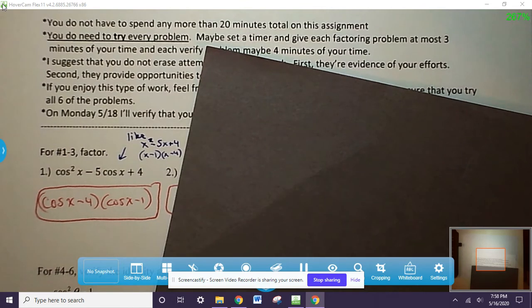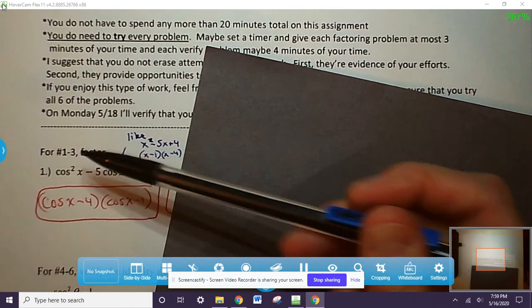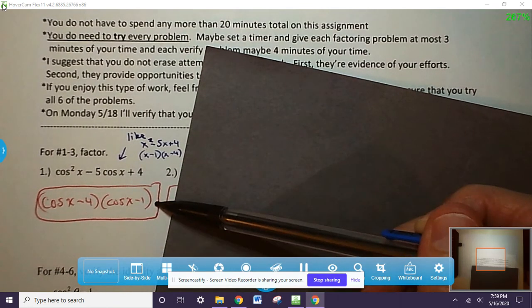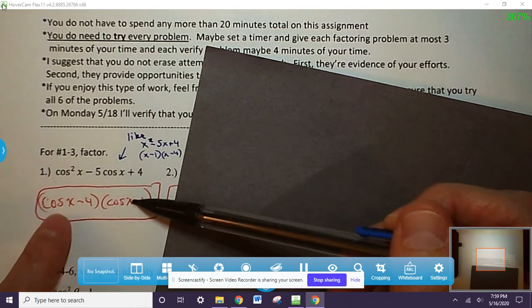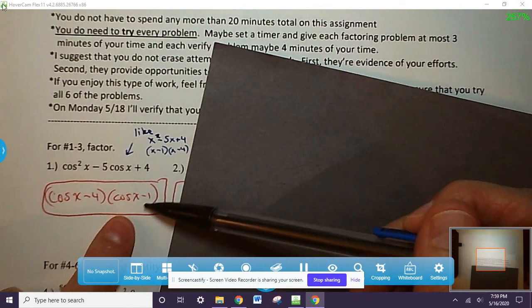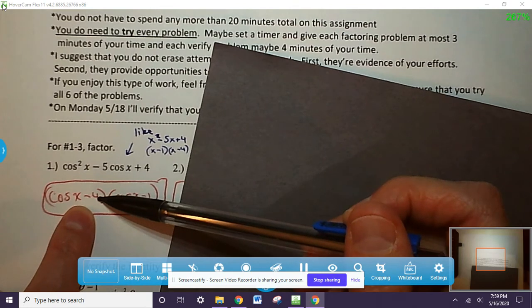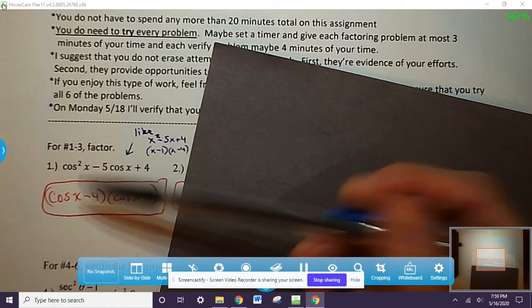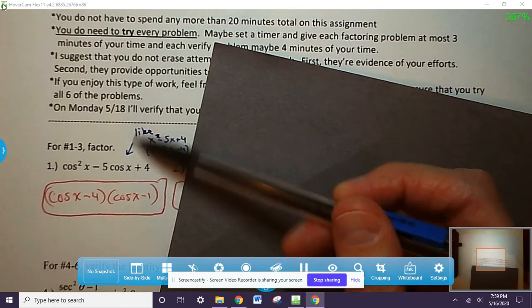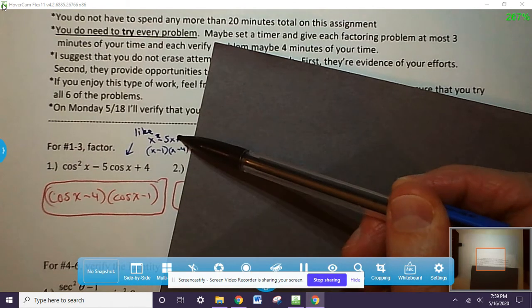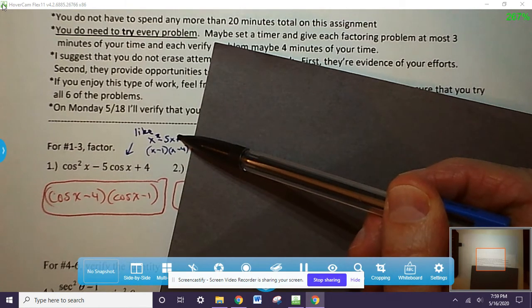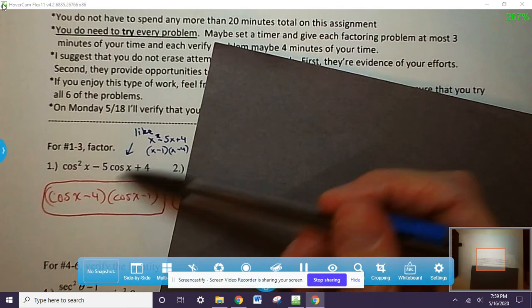So here's number one. To factor, you get two sets of parentheses, and you can have these factors in the other order. So if you have cosine x minus 1 first and then cosine x minus 4 second, that's fine. And then this is the structure of this, and I often like to write that. So question for you, do you just jump right in and factor, or did you write it with x's first?